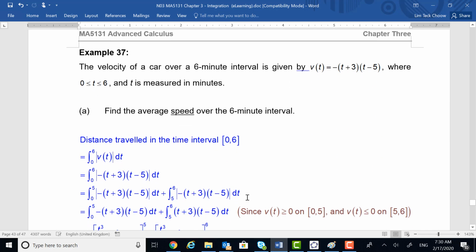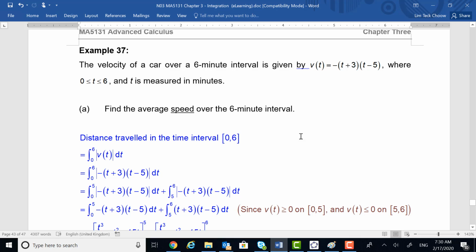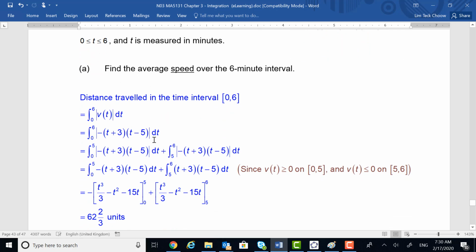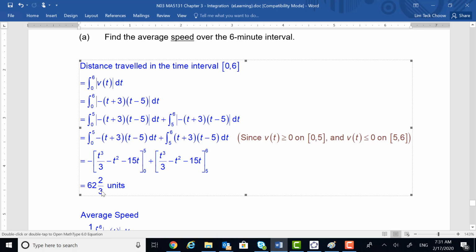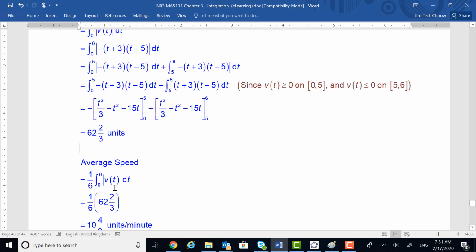Let's look at one example in 37. You're given that a car travels with this velocity, and you want to find the average speed. Be very careful, we're asking for average speed. To find the average speed, we can find the total distance traveled first. The total distance traveled is just the integral from 0 to 6 of the speed function. The modulus of velocity is the speed function. You get a number of 62 and 2/3. To find the average speed, you take the distance traveled divided by the duration, in this case 6. So this is how you get the average speed.